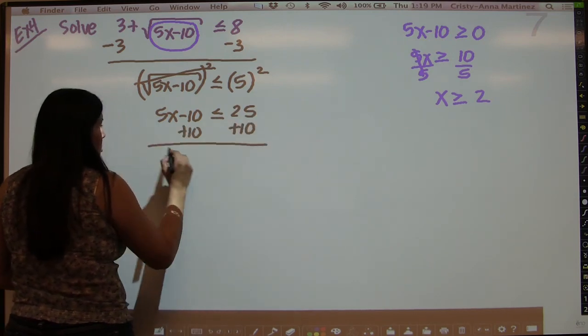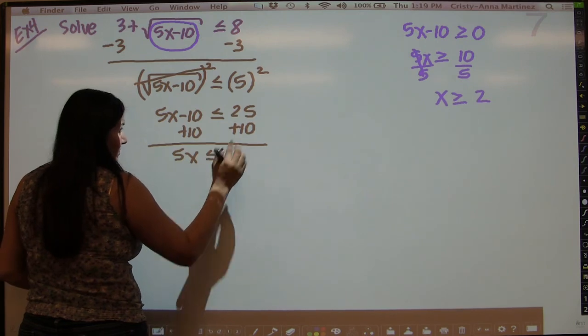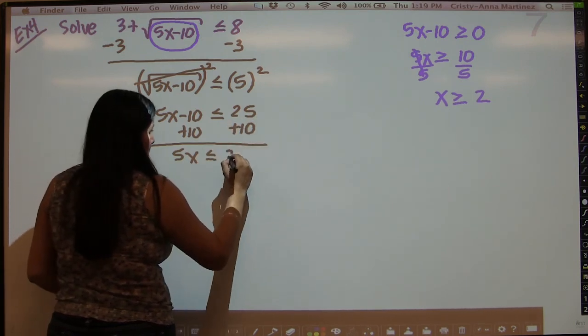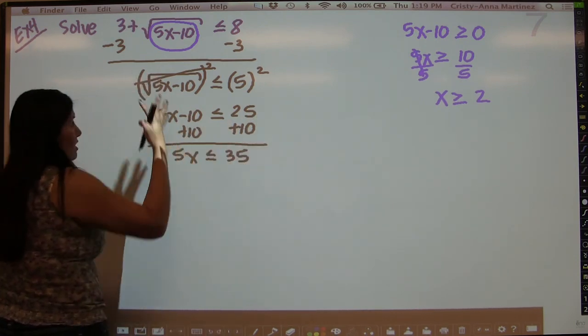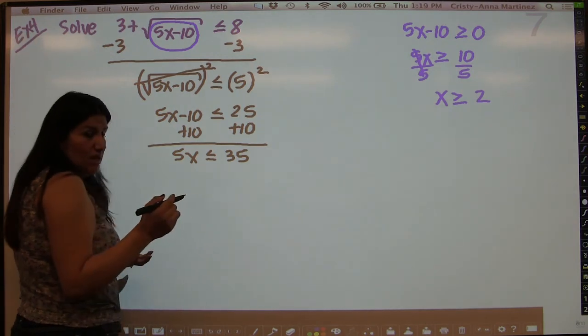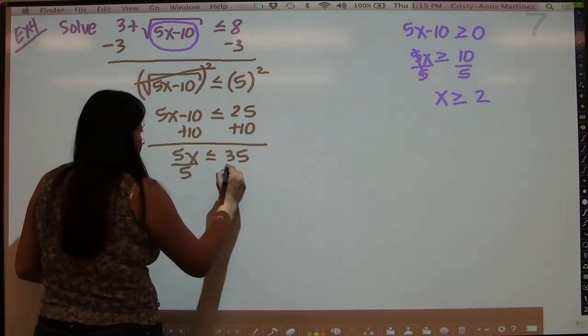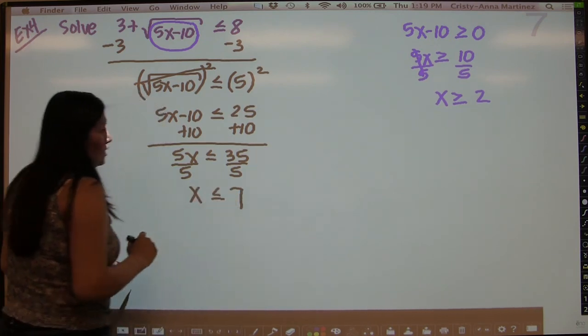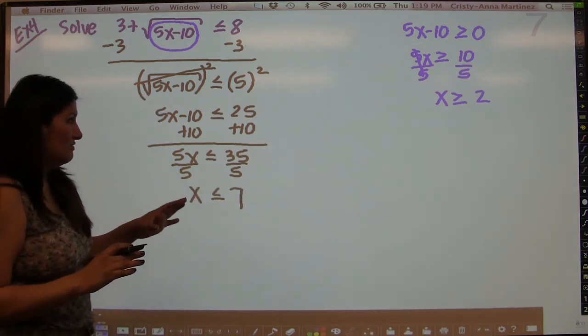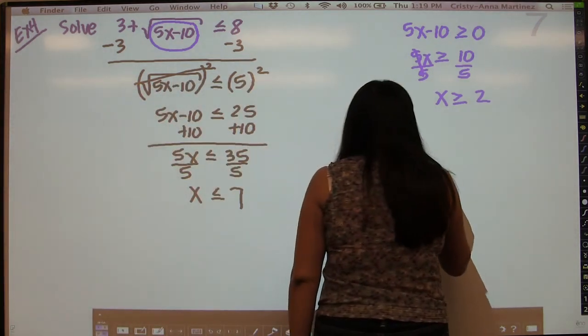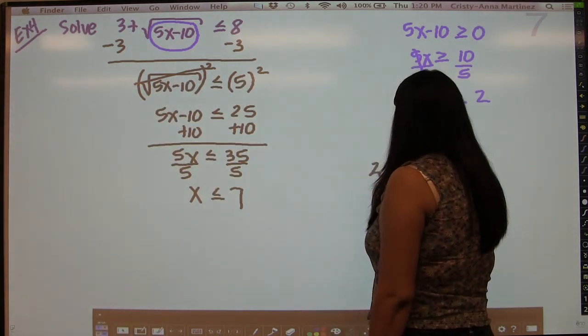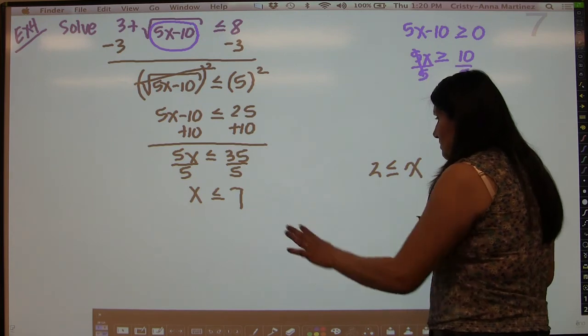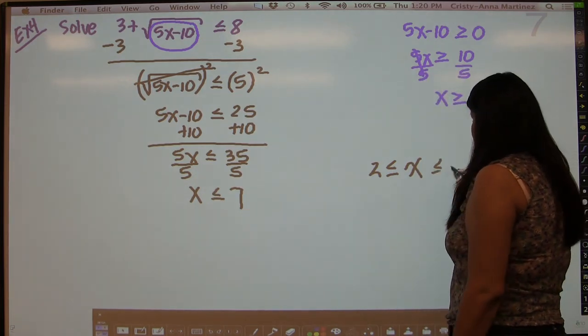So far nothing too different. We have to deal with the domain, that's a little different. But as far as solving this part, it's pretty much the same thing up until the very end. So at this point, we get that x is less than or equal to 7. So far, we know that our x values have to be greater than or equal to 2, but at the same time, according to this, less than or equal to 7.